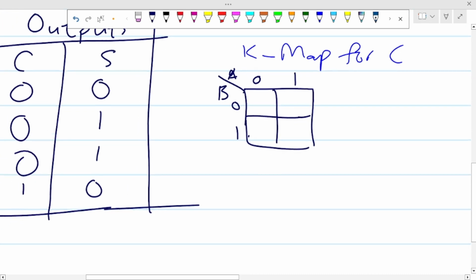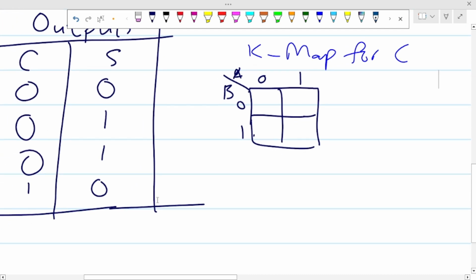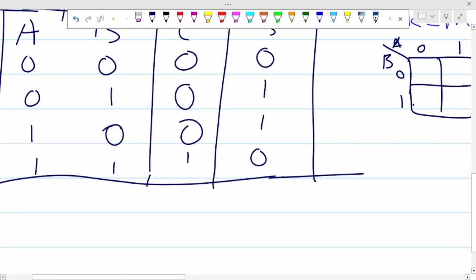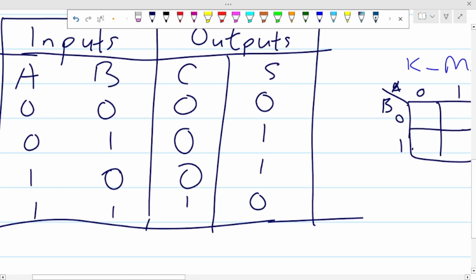Now we want to do the K-map for C. Look for the place where you have C as 1, where you have 1 as the output, meaning the output is high. Now when you see that, this is the point. Now you look at the input that matches with it. The input that matches with it is A is 1, B is 1.